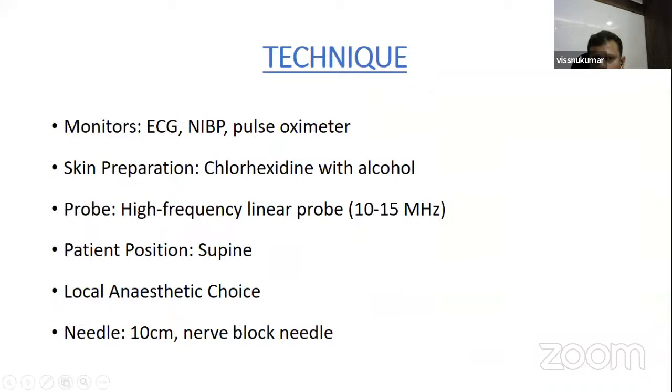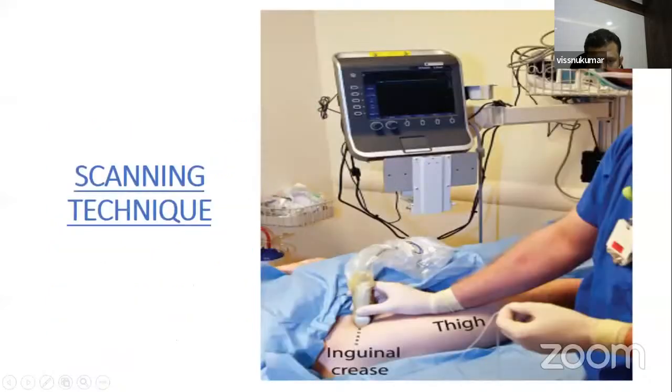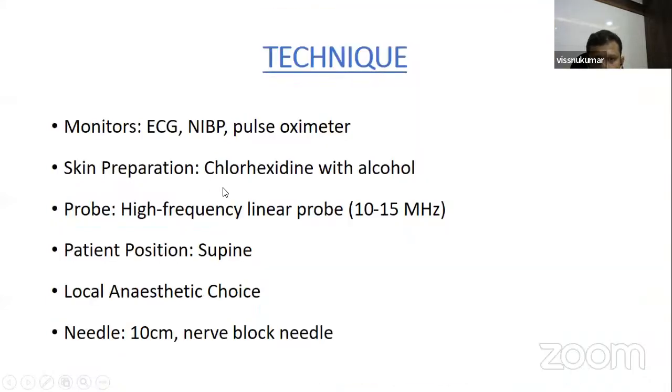Next, for all the basic blocks, these are the first steps you have to do. First, ASA standard monitors, ECG, BP, pulse oximeter should be there, and you should have the anesthesia machine checked and all the airway equipment ready. Okay, now the skin should be prepared with chlorhexidine with alcohol, and there should be a high frequency linear probe and the block needle. Patient position is always supine.